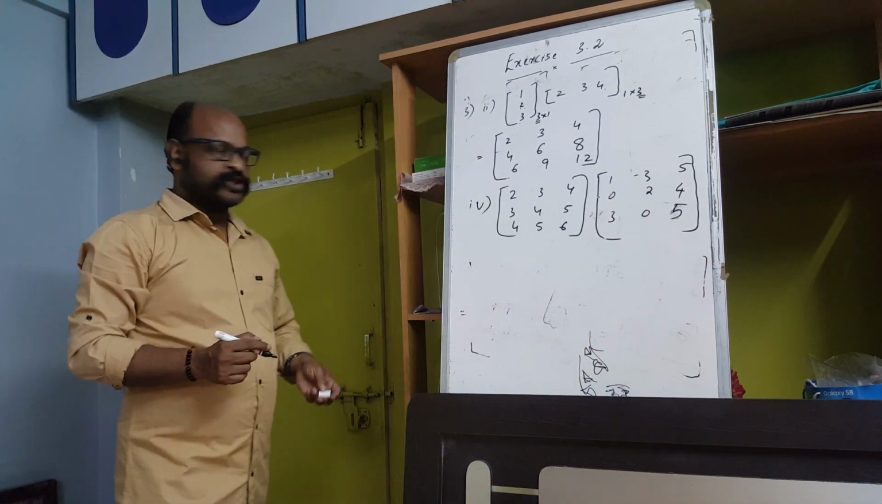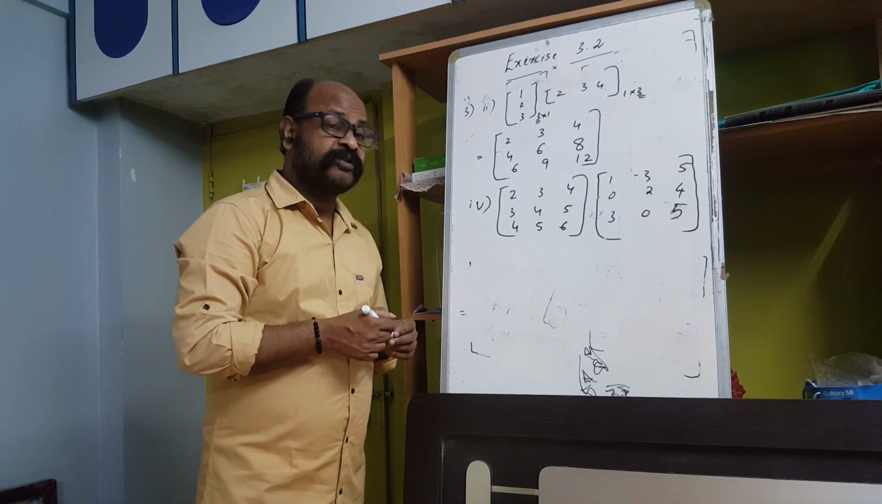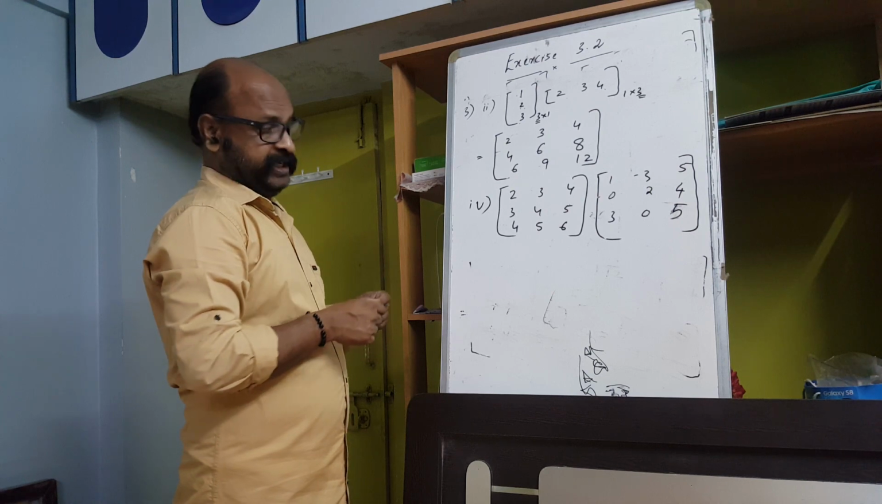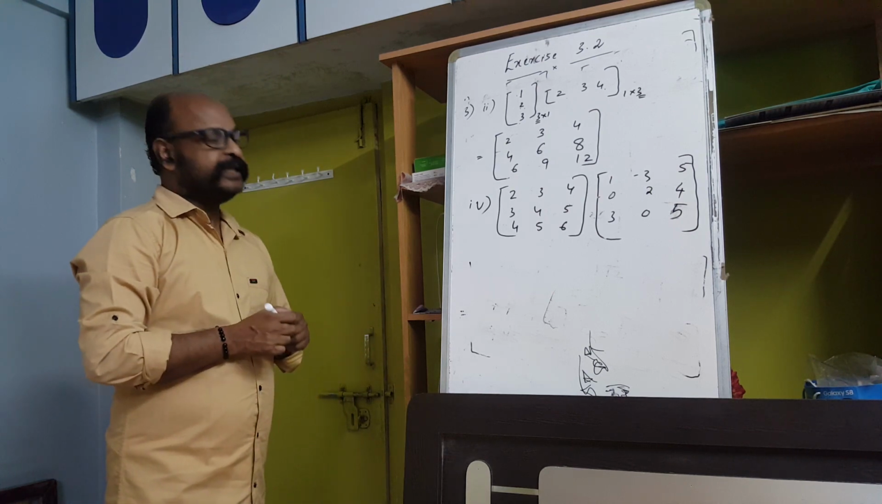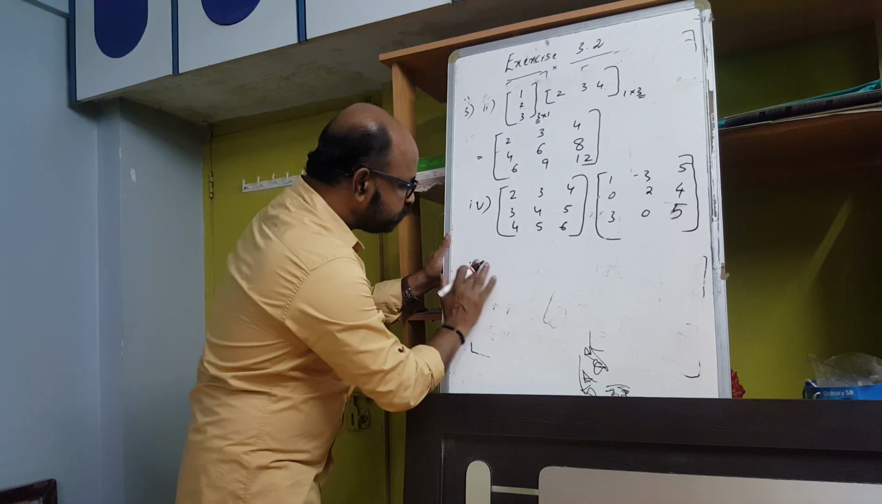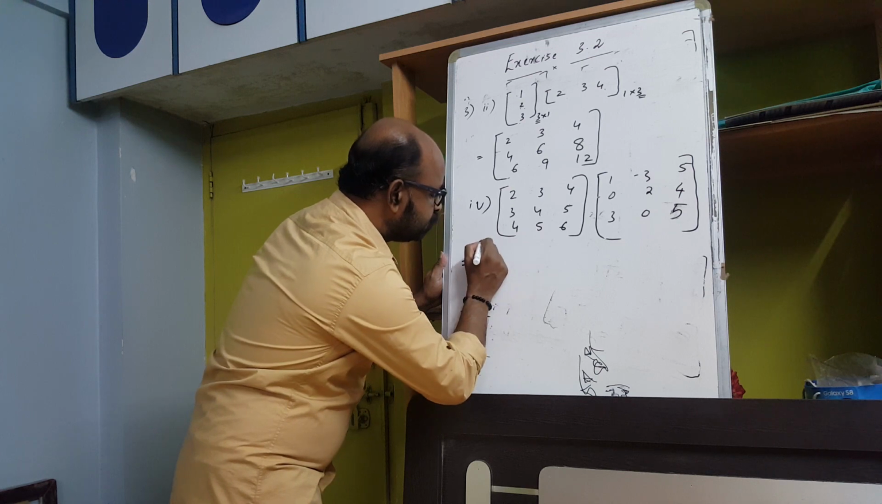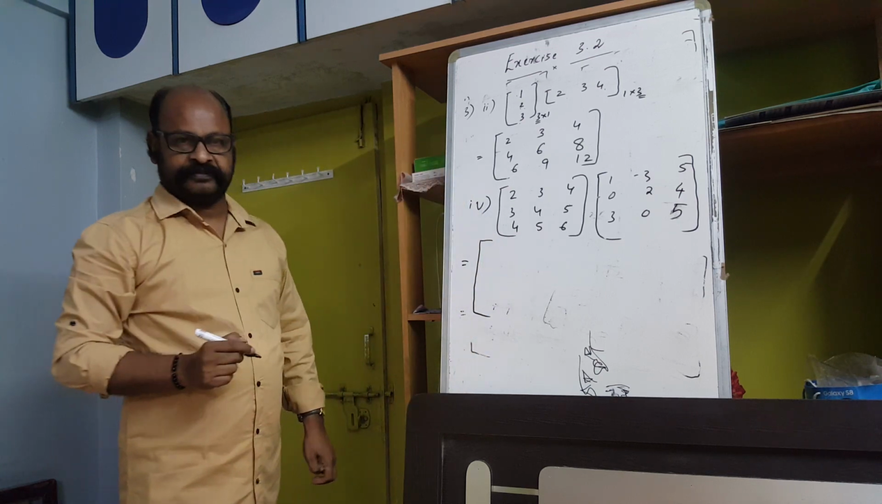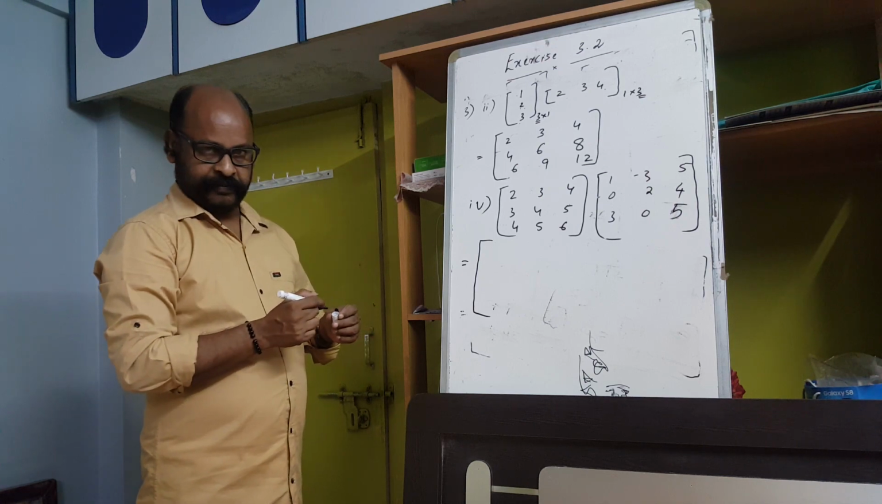As we said, first of all we verify the condition. What is the condition? The number of columns of the first matrix, how many here? 3. The number of rows of the second matrix, 3. Equal. So it is possible to obtain the product of the two matrices. What do you do? First row into first column.